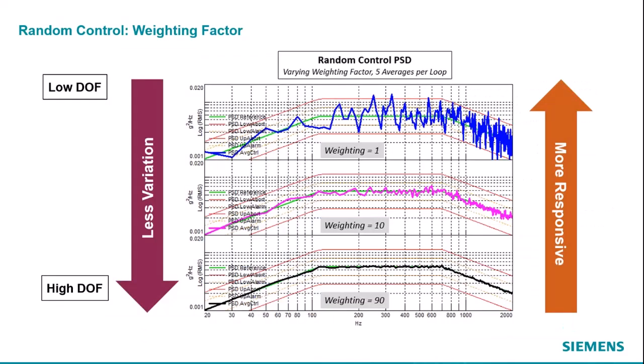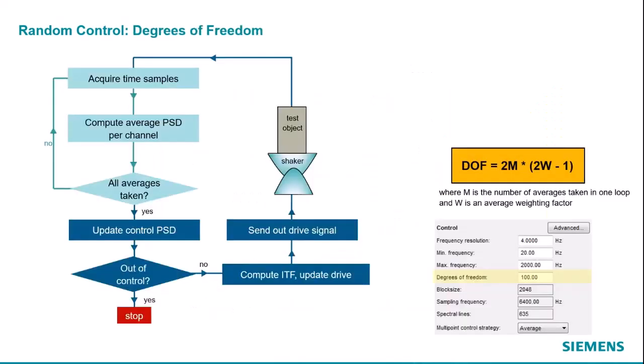So if we look at how that affects the control, you can see here, with an average weighting factor of 1, we're not going to influence the current average with the previous averages very much at all. Whereas if we increase the weighting factor, then the previous averages have a much higher influence on the current averaging. And again, it has to do with the required response of the system to react to any changes that might occur during a test. And here's that degree of freedom factor that's calculated based on the weighting factor and the number of averages.